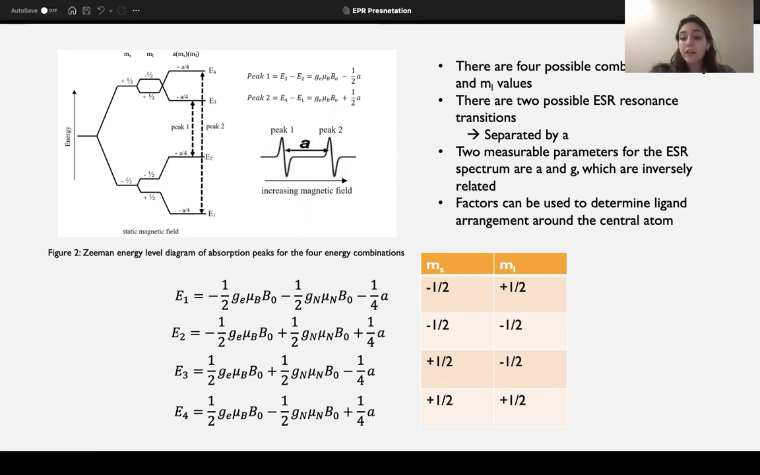So the hyperfine coupling constant indicates the time spent near the nuclei, meaning how strongly the orbital is held to the nuclei. And the g factor tells of the electron spin momentum, or the electron angular momentum. These factors are inversely proportional and vary depending on the electronegativity of the ligands in the copper complexes, and they can be used to determine the arrangement of the ligands around the central atom.